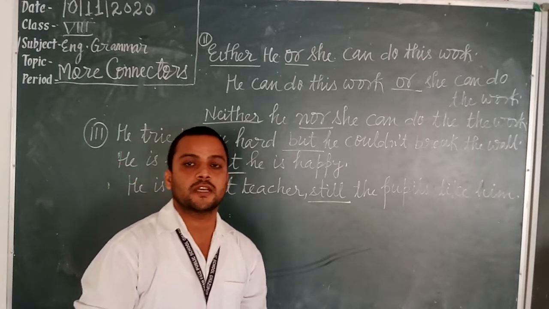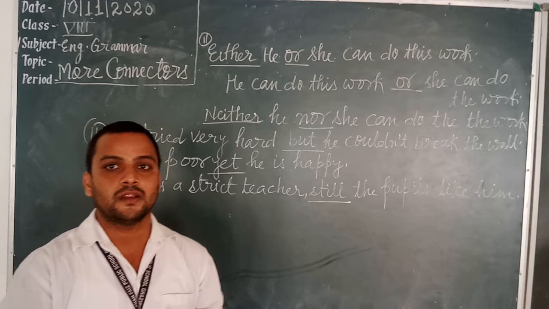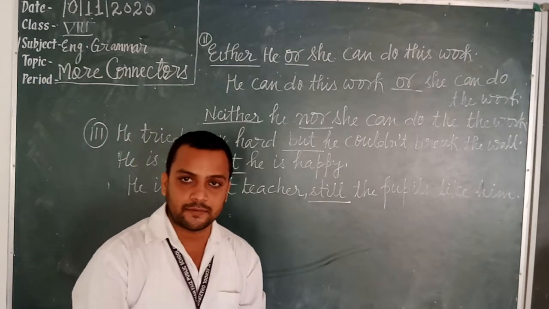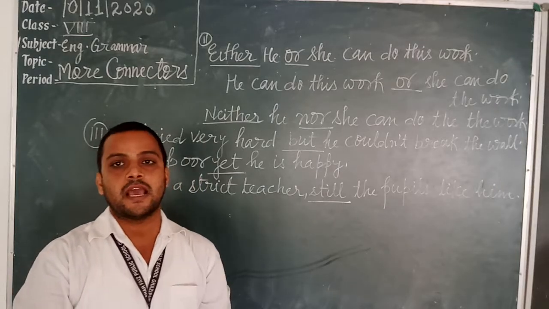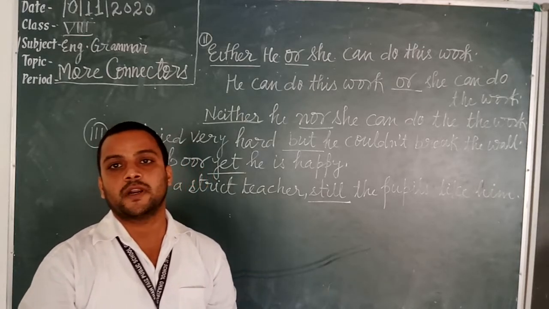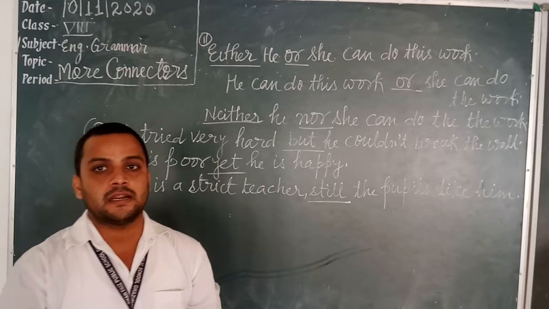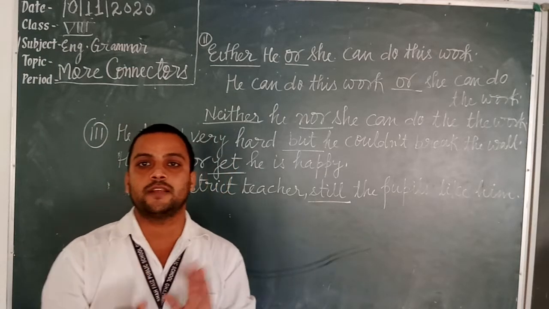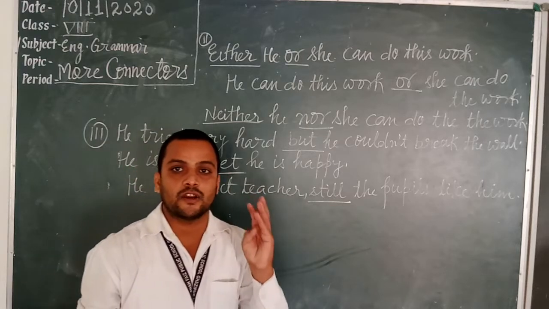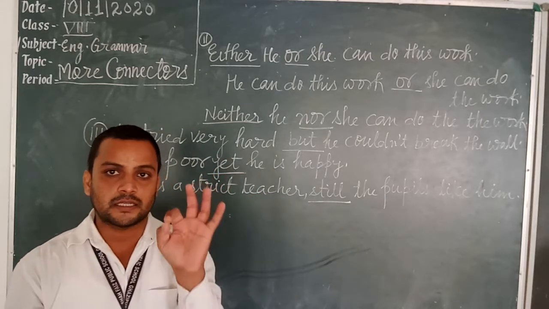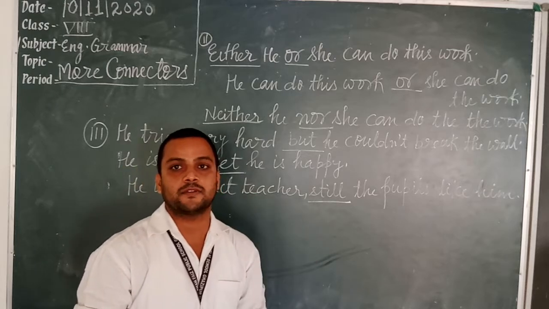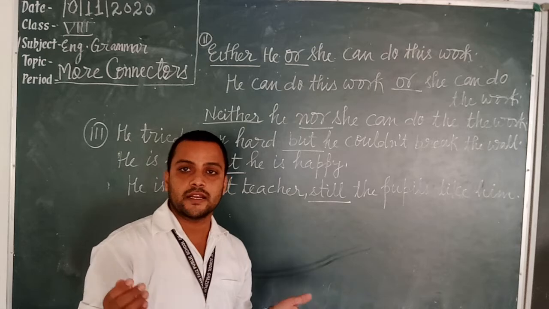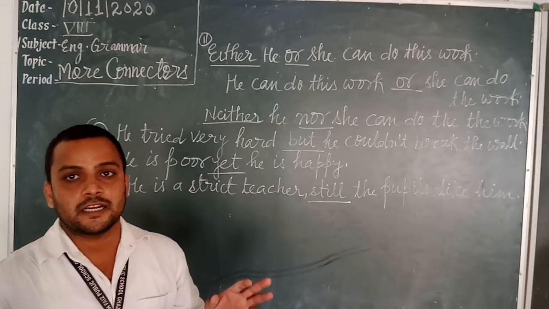Students, now see the uses of either or, neither nor, or. These conjunctions are known as alternative conjunctions. Students, and, as well as, not only but also, both and, in addition to, these conjunctions are known as cumulative conjunctions, and either or, neither nor, or, these conjunctions are known as alternative conjunctions. So when there is an alternate, then we use alternative conjunctions.